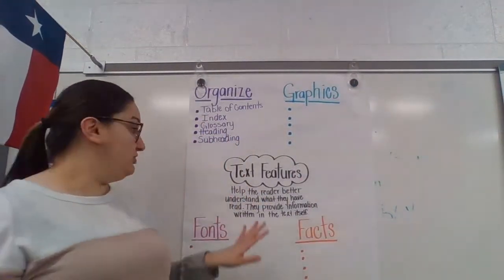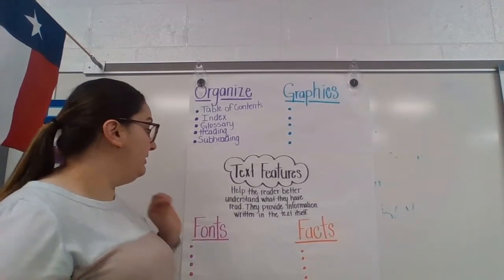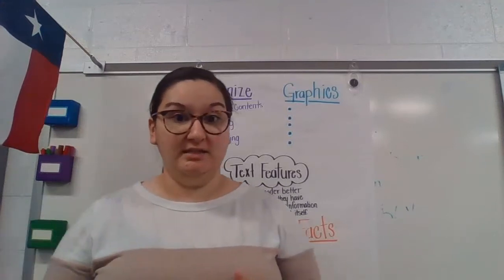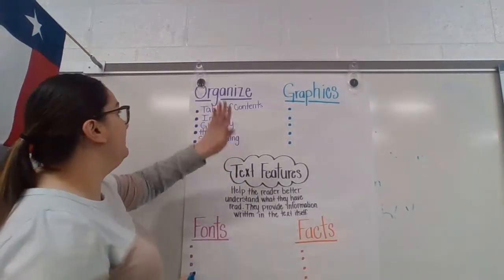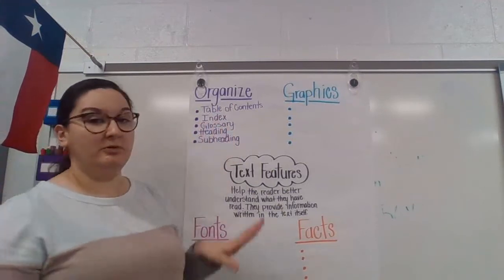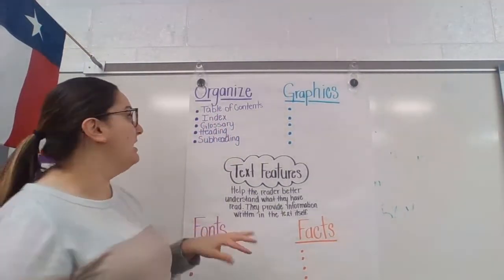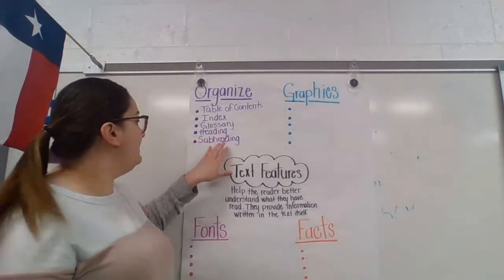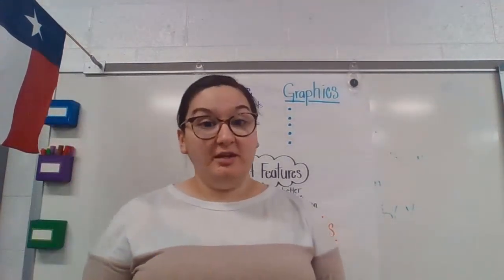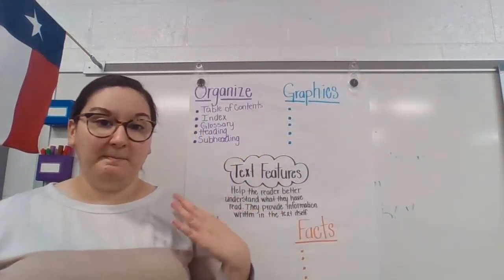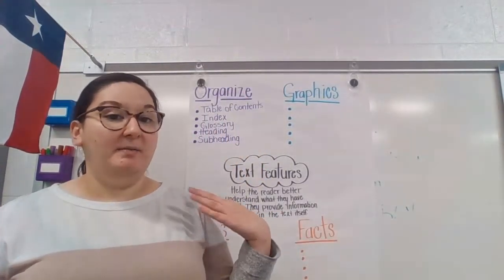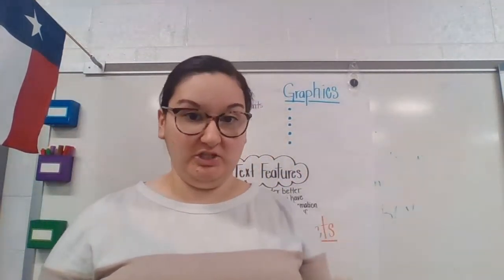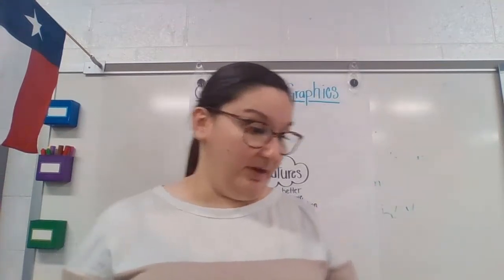Okay, so text features help the reader better understand what they have read. They provide information within the text itself. And yesterday we talked about how text features help organize the text that you're reading. And we talked about table of contents, index, glossary, heading, and subheading. So today we're going to talk about text features that are graphics, and we're going to talk about different graphics that you may see in a nonfiction book or informational book.